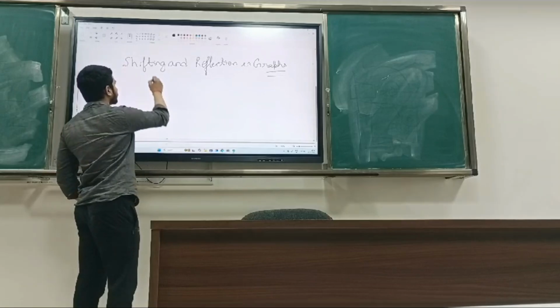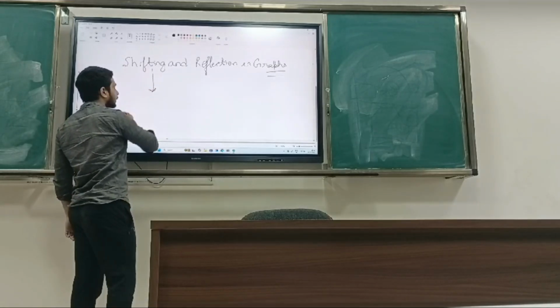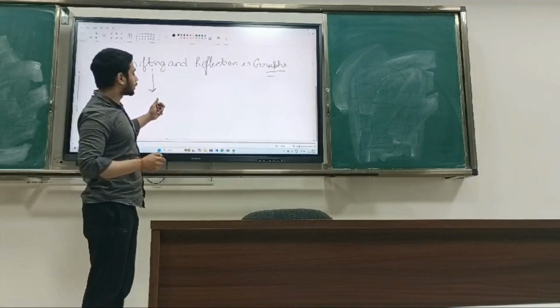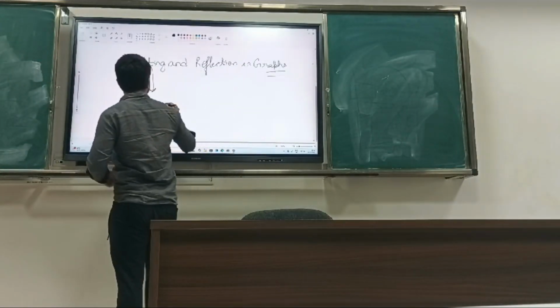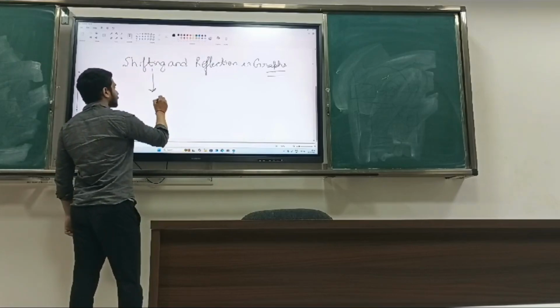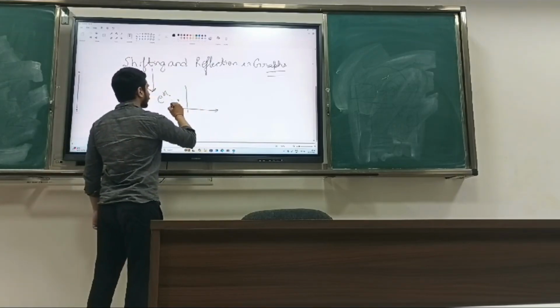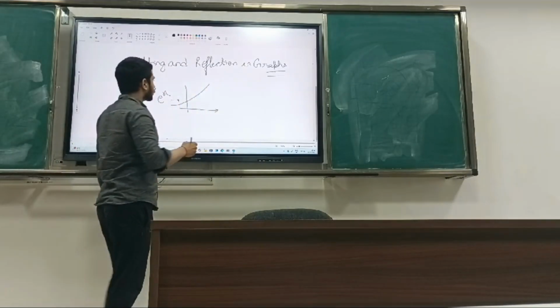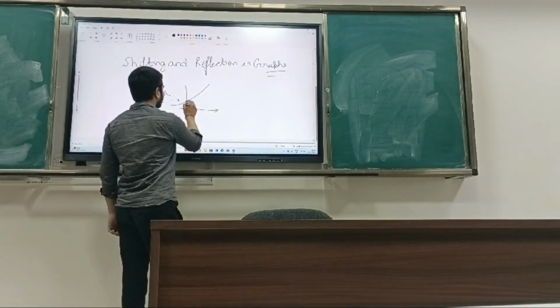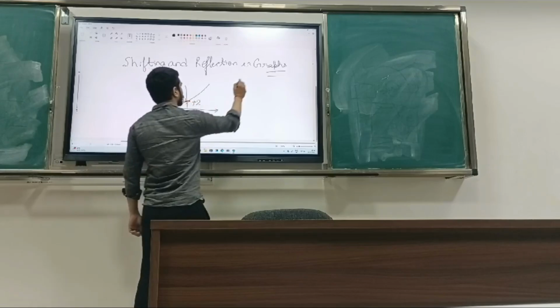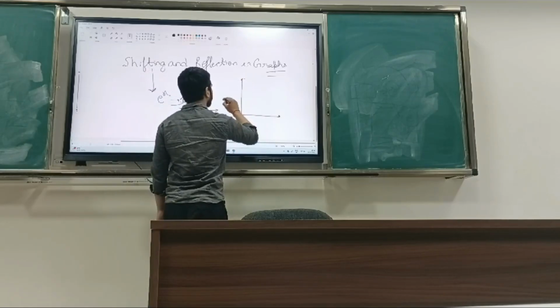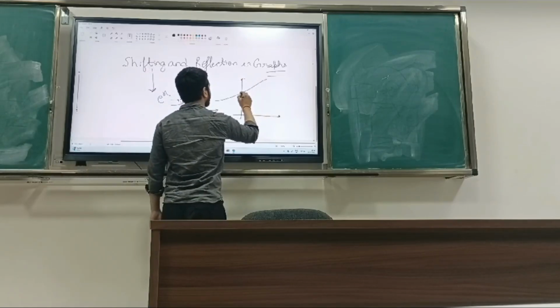Firstly, we will see the concept of shifting in graphs. Shifting in graphs is an easy concept which we can easily understand. Suppose that there is a graph of e to the power of x. This is a graph of e to the power x, we know. We have to shift it by an amount of plus 2. We know this is a 1, so this will be shifted upwards by 2. So now it will come like this.